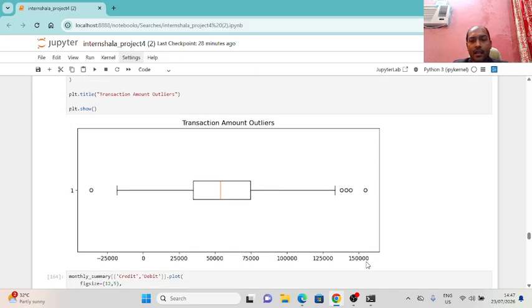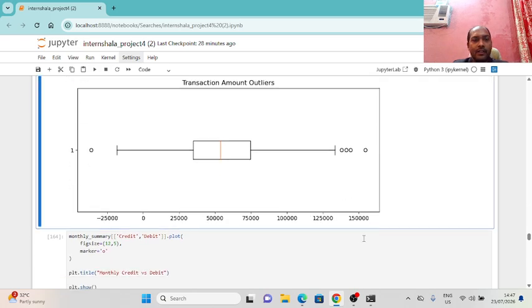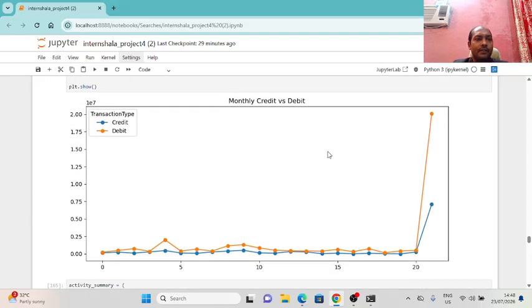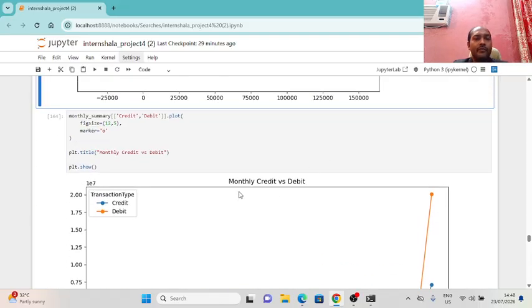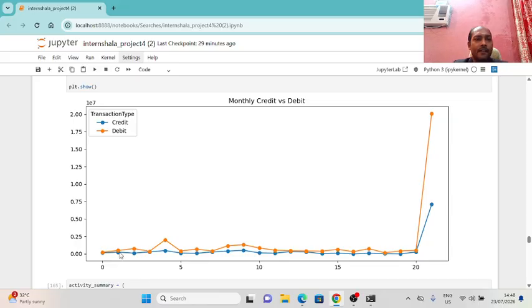So these are the high transactions that are shown in the outlier graphs, and then we have calculated the monthly credit versus debit. We can see that the orange line denotes the debit transactions and the blue line denotes the credit transactions. So credit is very low in comparison to the debit. Customers are spending more money, but they are saving less money in comparison to the spending.